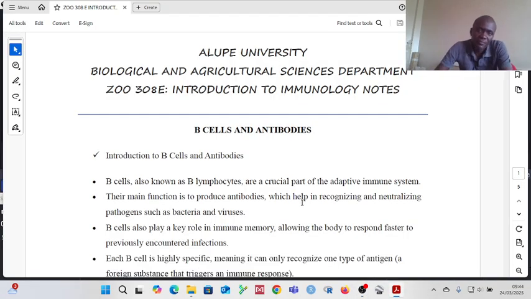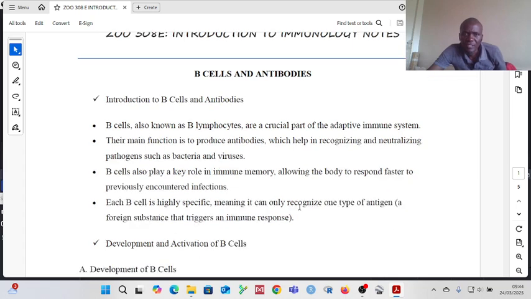Okay, we now will have a brief discussion about B cells and antibodies. So B cells are also known as B lymphocytes, and they play a crucial role in the adaptive immune system. This crucial role mainly involves production of antibodies. The antibodies which are produced by these B cells are the ones that help to recognize and neutralize pathogens.